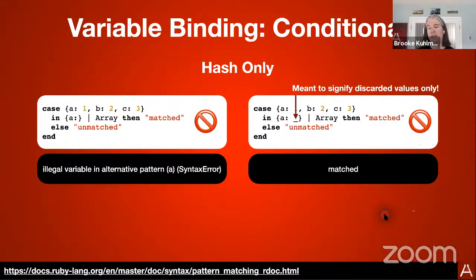It's not necessarily meant for pattern matching, which is technically legal. I mean, the parser won't give you an error on this, but please don't do this in your code, because it's not the actual right way to write a pattern match. So even though it's possible, try not to do it if you can avoid it, because it's really meant to signify discarded values. In the case of writing methods and so forth, it's not really meant for pattern matching.